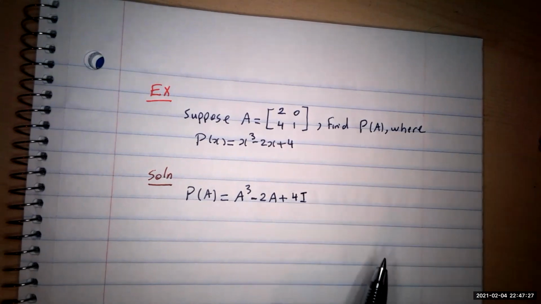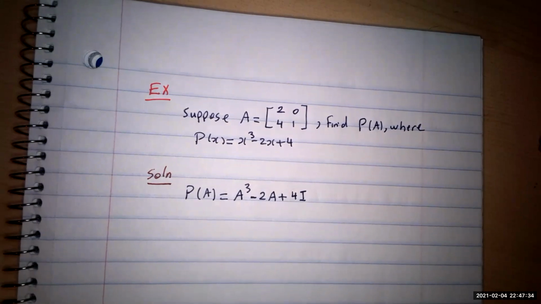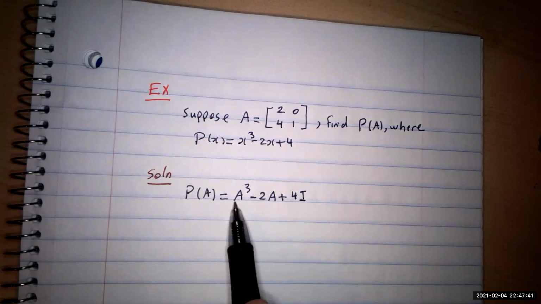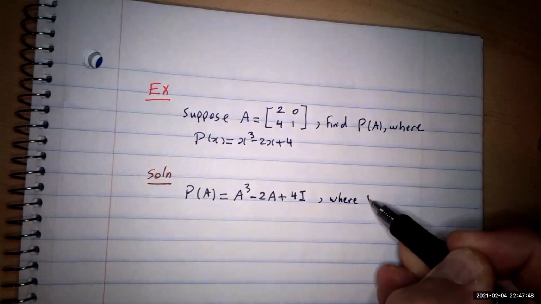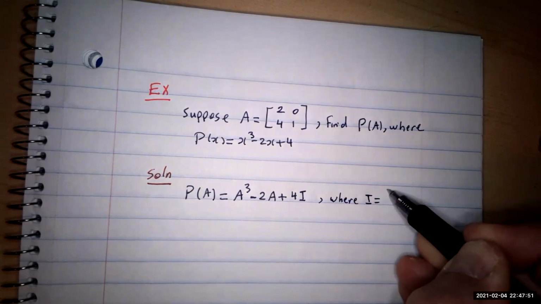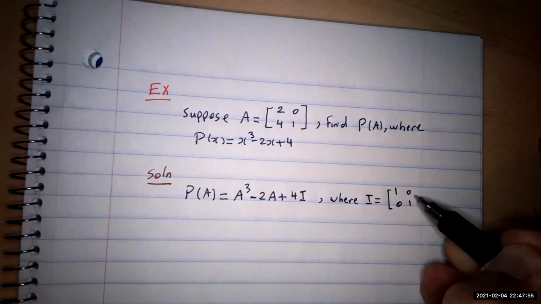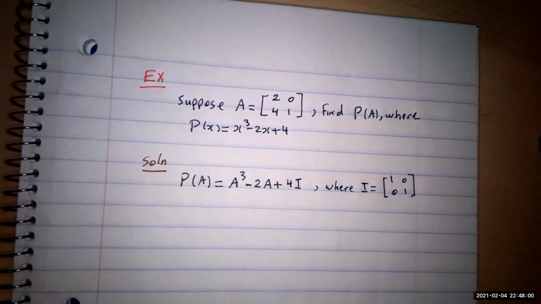What is I? In this case, I is a 2 by 2 matrix. Remember, you cannot just write plus 4; it doesn't make sense, because you have to have matrices to be able to add them together. This I is simply an identity matrix, a 2 by 2 identity matrix. So you have to be careful when you evaluate it. This is the way you do it.